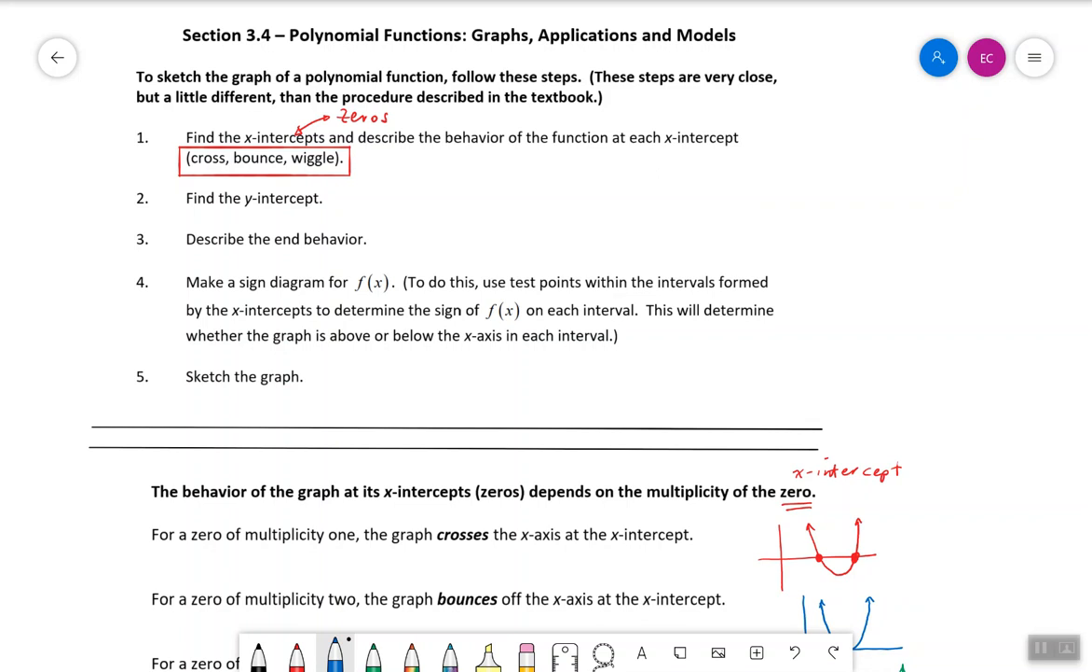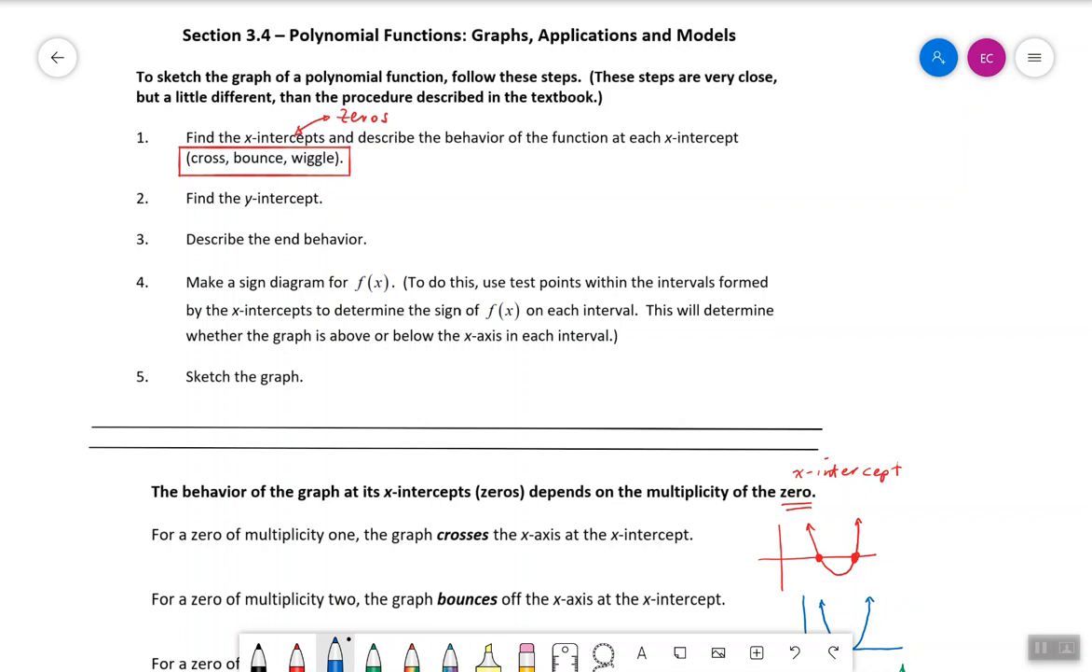In section 3.4, we're trying to graph a polynomial function. We're going to use the following steps to do it. We're going to find the x-intercepts, the y-intercept, the end behavior. We're going to make a sign diagram, and then we're going to put all that together to sketch the graph.